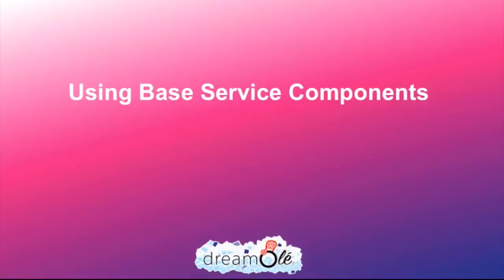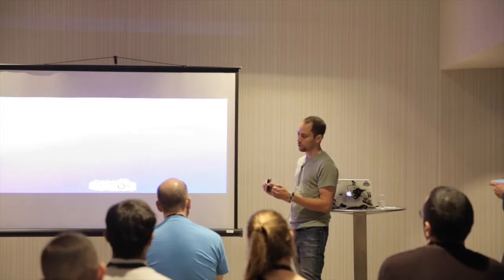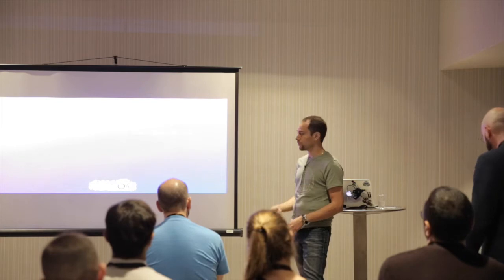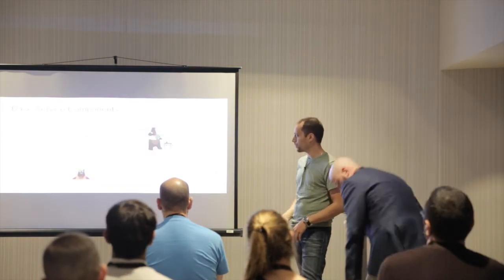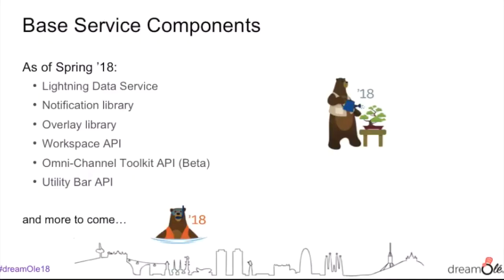So let's see now what are the base service components that are already present in the product. They're not listed in documentation as service components, but they're all behaving in the same way. Right now, as of Spring 18, we have all of these components which are classified, I would say, as a service component. They have no graphical representation, again, on their own, but they render services that can be reused in a generic manner from across different users.